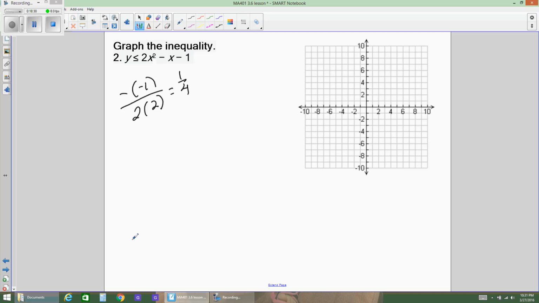Alright, so I'm going to pick some values on either side of the 1/4. Well, we know 0 is always a good one to pick. Here's my 1/4. The problem is picking the symmetrical units. That's supposed to be an x there. Alright, so go ahead and grab your calculator. We can use our calculator to help us find our whole number, or our integer rather, points that will be easy for us to plot.